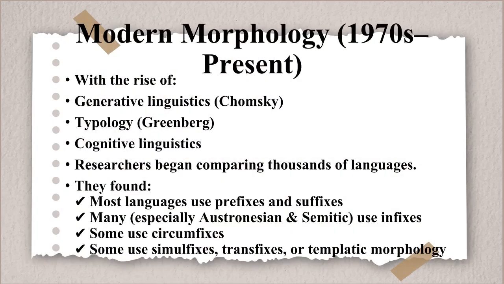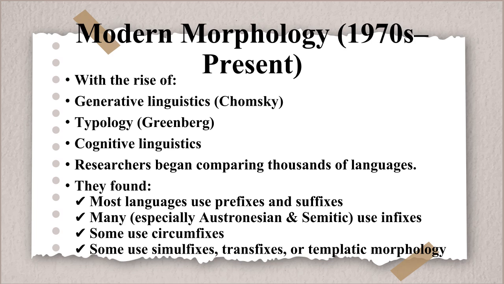Now let's discuss the modern view of morphology. This era started from the 1970s to the present. In this era, with the rise of different concepts like generative linguistics presented by Chomsky, language typology introduced by Greenberg, and cognitive linguistics, researchers began comparing thousands of languages. And they found out that most languages use prefixes and suffixes.